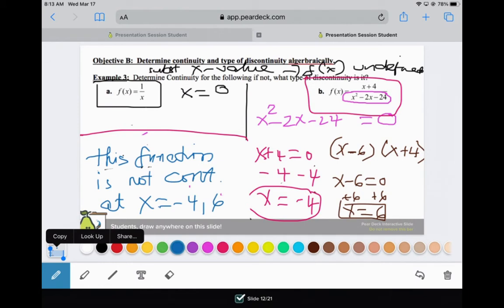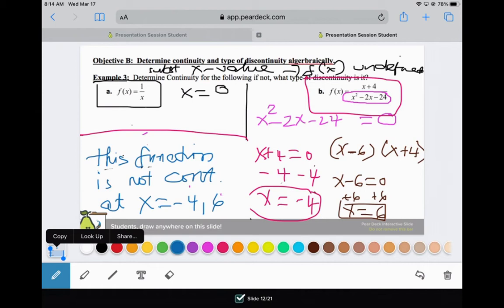So that's how we figure out at what point the function is not continuous, by looking at the denominator and figuring out at what point the x values would make the denominator 0. Questions for me on this one? Because we're not looking at the graphs. The last time we looked at the graphs, we saw it clearly: there's a hole, there's a gap, there's a jump. But without the graph, we have to do this.